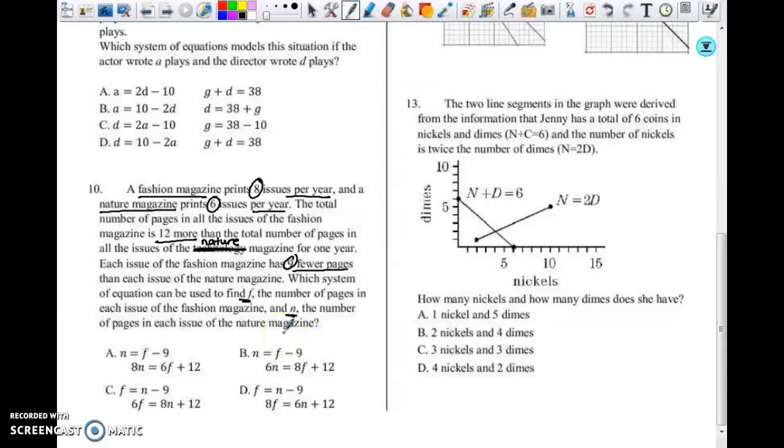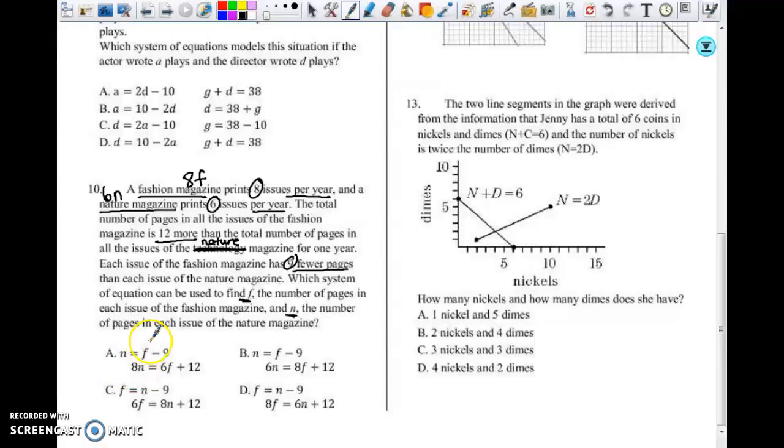Pretty simple, right? So I know that fashion has 8 issues per year. So 8 is going to go with what letter? So I need 8F, right? And then 6 is going to go with what? Nature prints 6 issues per year. So 6N. Okay, so I'm looking at all of my answer choices, and I know that 8 goes with F and 6 goes with N. So we can just start eliminating since there are so many words.